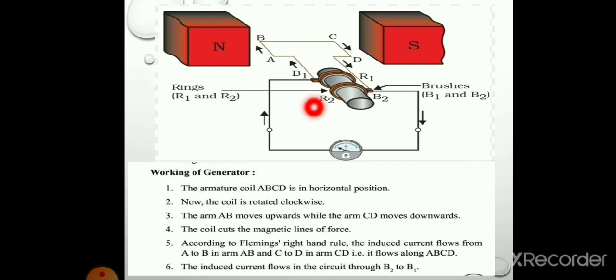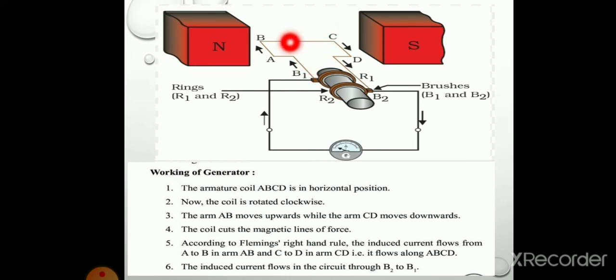So after half a rotation, now CD comes on the left side and AB comes on the right side. Now it has completed half rotation. So after completing half rotation, the sides get interchanged. That means side CD will come here and side AB goes towards the right side. Now on the left side, CD moves up. That means it is continuing to move. The coil is rotated clockwise to complete full rotation. So now on the left side, CD moves up.